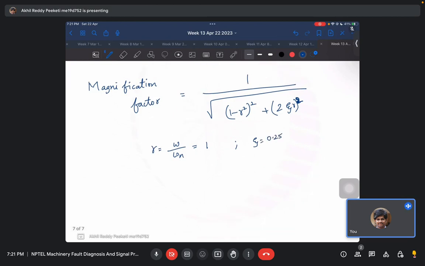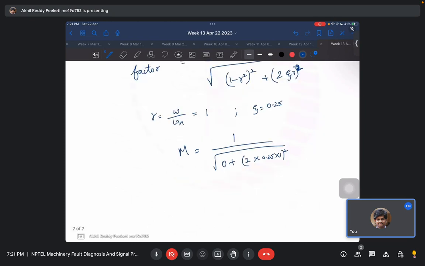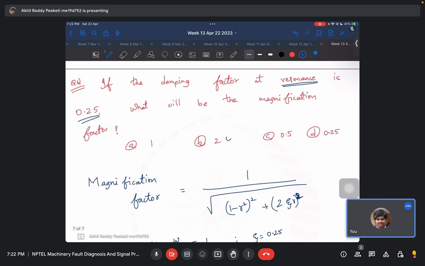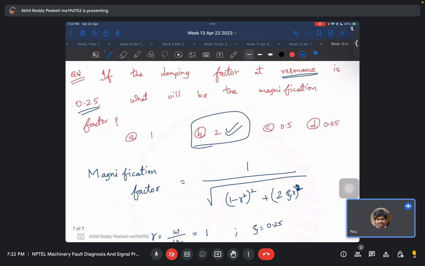If you substitute these two values, the magnification factor M is equal to 1 by root over (1 minus 1) whole square, so 0, plus (2 into zeta, which is 0.25, into 1) whole square. So the square root and square cancel out, 1 by 2 into 0.25, so 1 by 0.5, and the magnification factor would be 2. So this is how you can estimate the magnification factor if the damping factor is given.